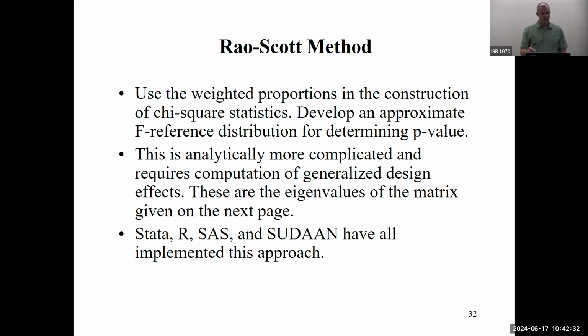That generalized design effect is the average of the eigenvalues of a matrix that I'm about to show you. If you have no idea what an eigenvalue is, don't worry about it. Okay? Essentially, it's another version of the average design effect that gives you a better test statistic for this test of independence. And again, nowadays, Stata, R, SAS, SUDAAN, they all default to this Rao-Scott adjustment approach because it gives you a more powerful test.